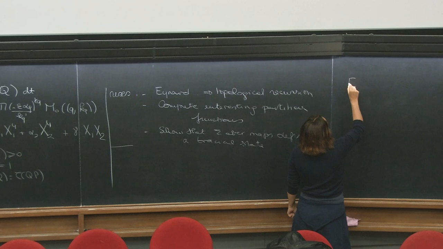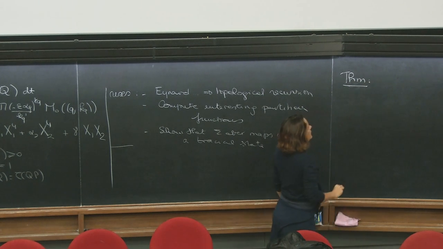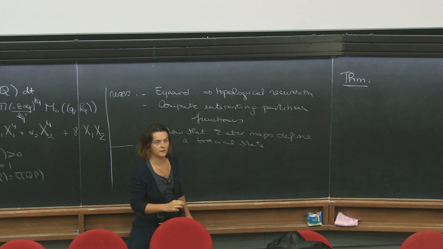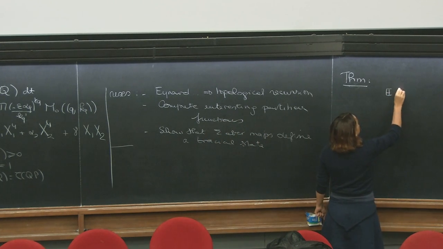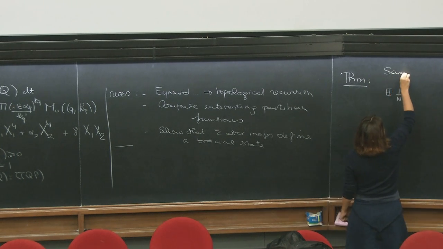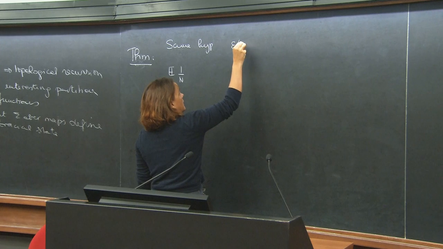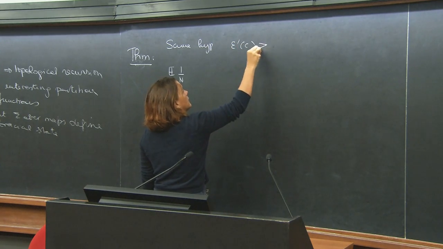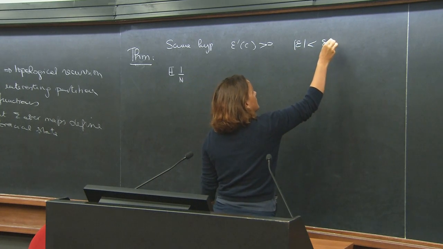But so what I would like to prove now, and then we will go to non-perturbative results. So the theorem will be, again, the same hypothesis. Maybe epsilon prime is smaller than some epsilon c.